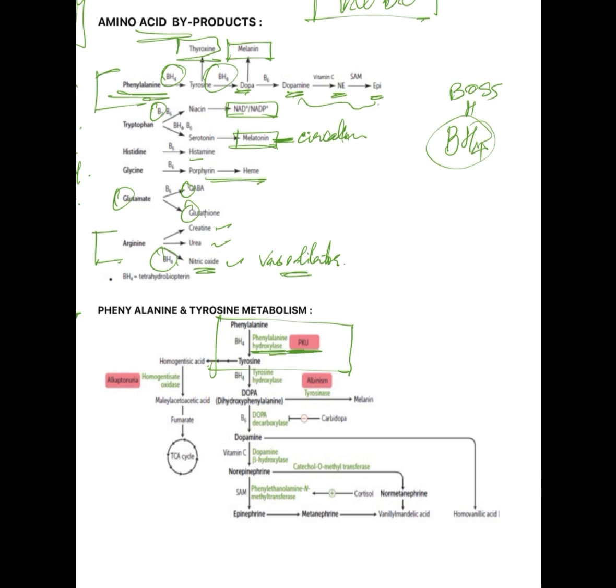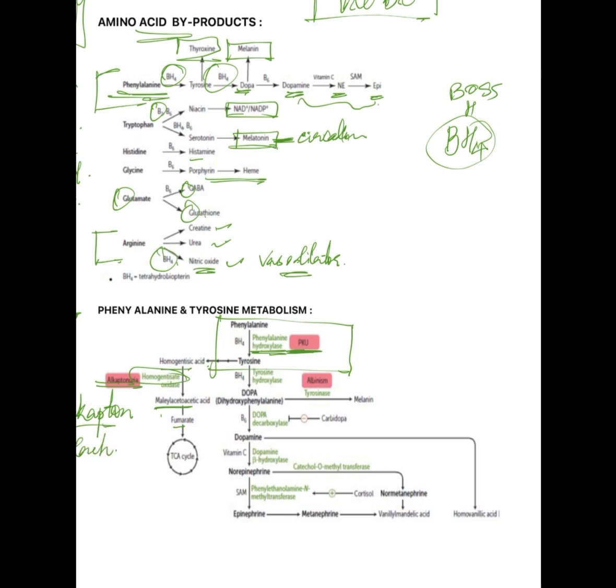Tyrosine then becomes homogentisic acid, which finally becomes maleylacetoacetic acid, which is converted to fumarate and then is incorporated into the TCA cycle. So homogentisic acid to maleylacetoacetic acid is by the enzyme homogentisate oxidase, where there is oxidation, and hence if there is deficiency of this enzyme, then there is alkaptonuria, where the urine becomes black on standing due to the product alkapton.